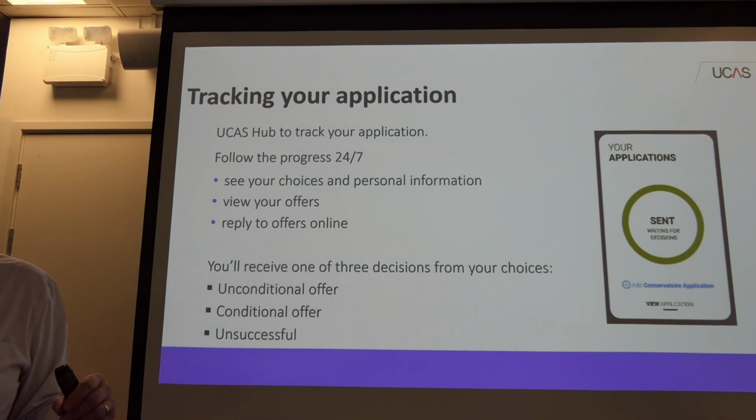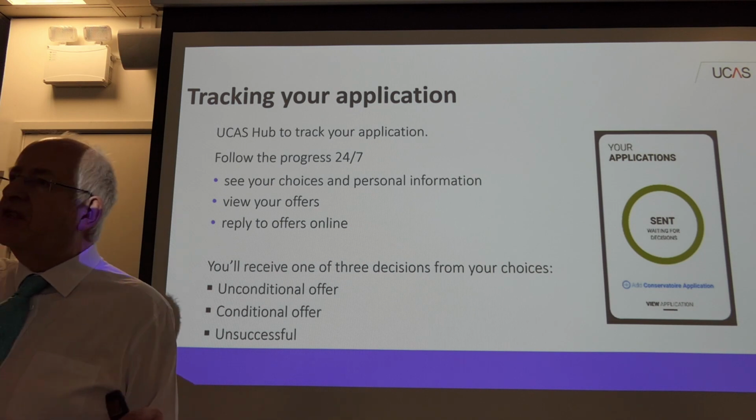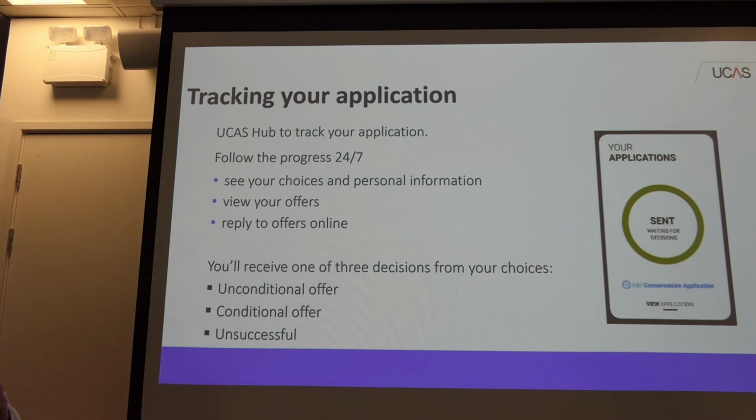So, for example, if we predicted you 3 Bs, ideally, the highest you should apply for at university is an A and 2 Bs.